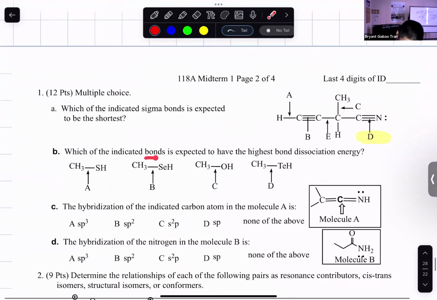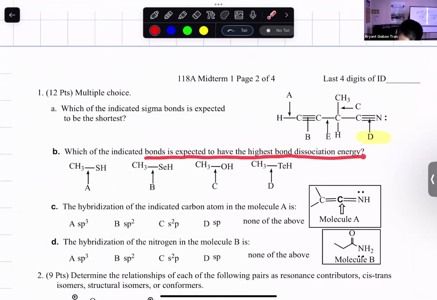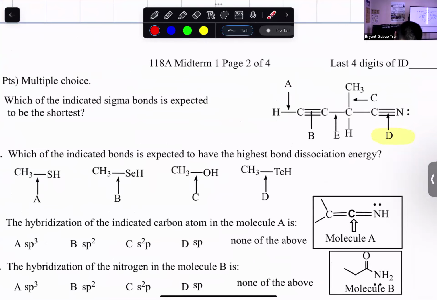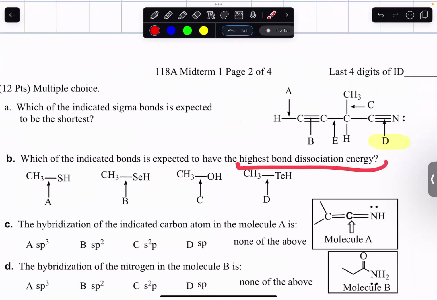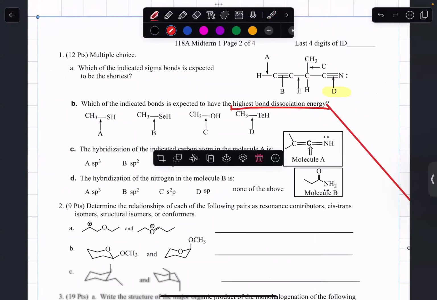Which of the indicated bonds is expected to have the highest bond dissociation energy? So when we're talking about highest bond dissociation energy, we're saying something that is basic.